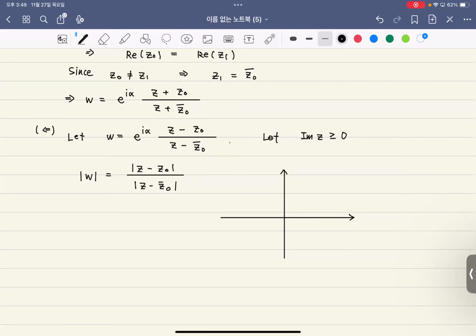Okay, now what? Now suppose that my z is in the upper half plane.